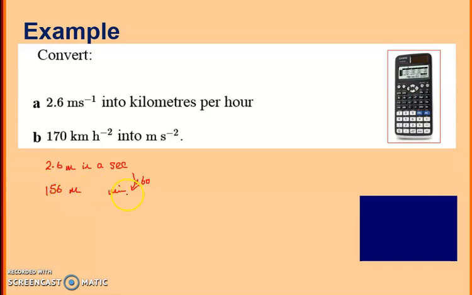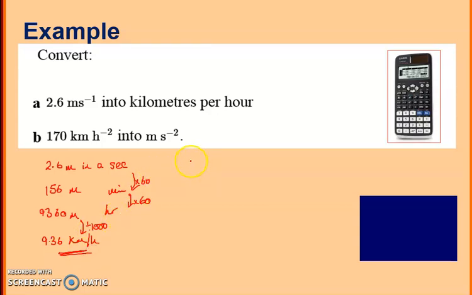So it's 156 meters per minute. And if I times by 60, this will be meters per hour. So I times by 60 again. You can just do it in one fell swoop and times by 3,600. But I get 9,360 meters per hour. But of course I now want to make it kilometers per hour. And to do that I divide by 1,000, sorry, nearly made a terrible mistake. So it's 9.36 kilometers per hour.